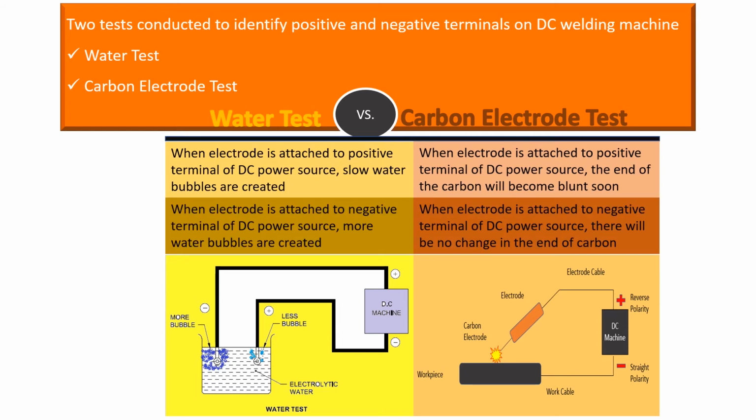In the water test, when the electrode is attached to the negative terminal of a DC power source, more water bubbles are created, as can be seen in the diagram. In the carbon electrode test, when an electrode is attached to the negative terminal of a DC power source, there will be no change in the end of the carbon.